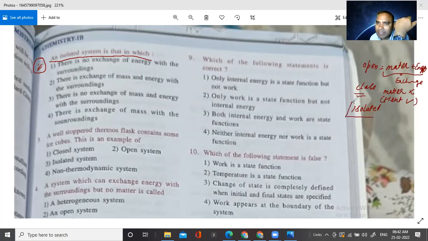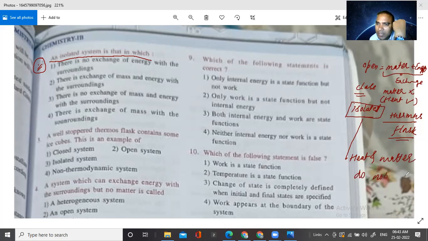Isolated system, I told you, is like a thermos flask. A thermos flask means neither the heat is getting out, nor is the matter. It is closed. So if you are talking about heat and matter, they do not exchange.